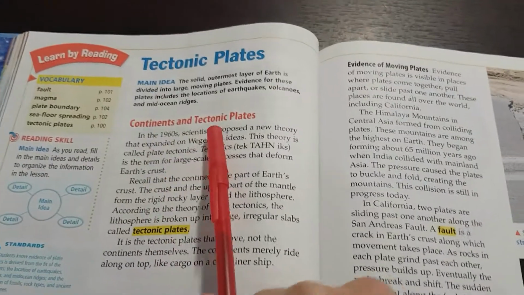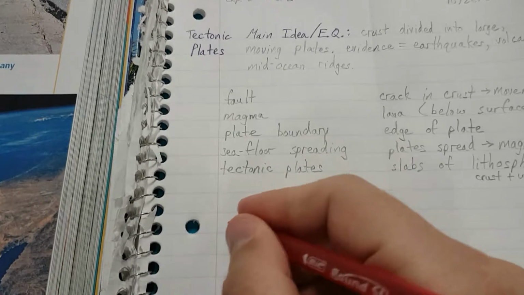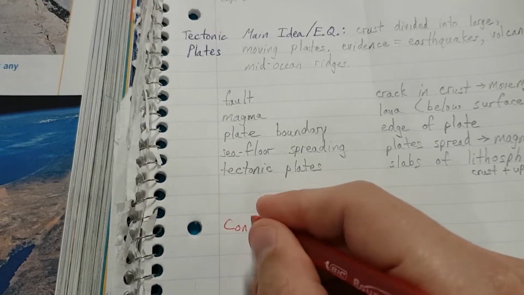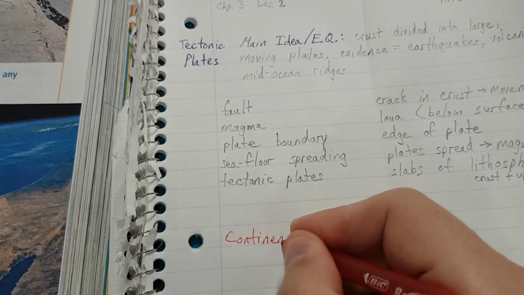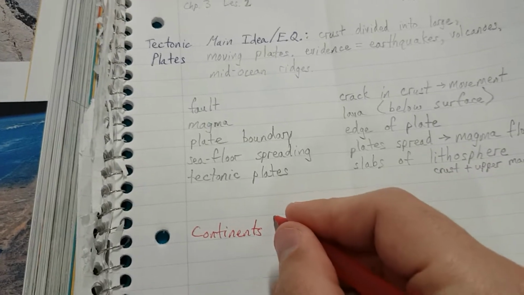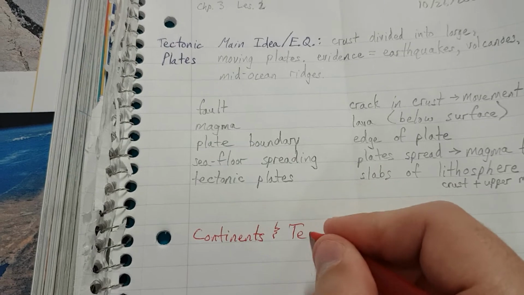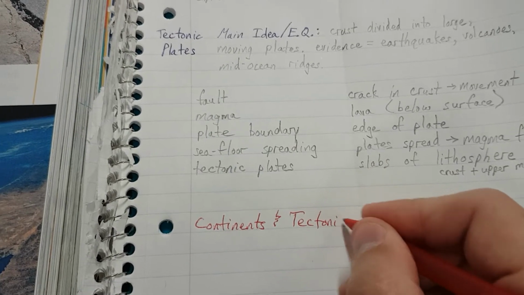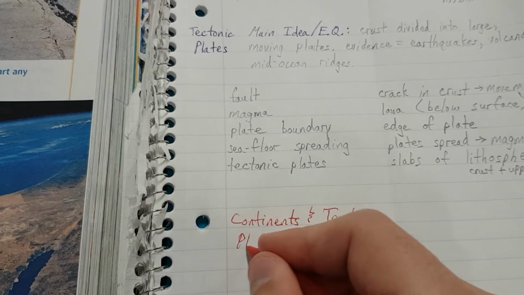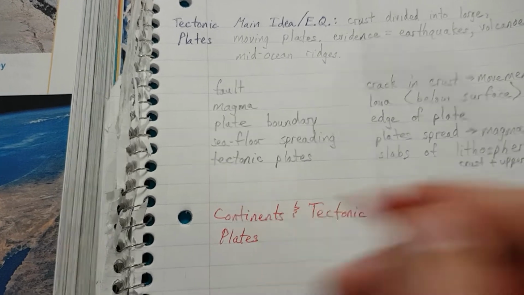All right, now you need your red pen, continents and tectonic plates. Okay, let's skip a line. Continents, capital C-O-N-T-I-N-E-N-T-S, and down 3 down, tectonic, capital T-E-C-T-O-N-I-C, plates, capital P-L-A-T-E-S.